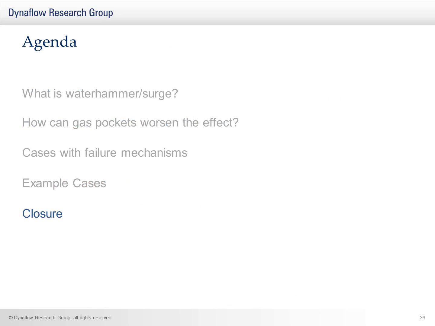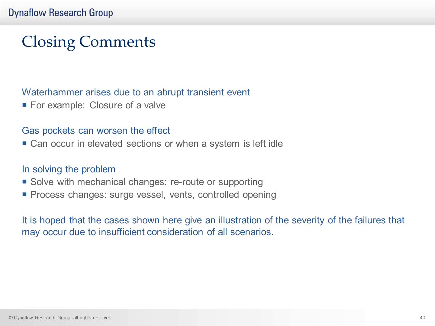So let's just close with a few closing comments. So we said waterhammer arises due to an abrupt transient event, such as the closure of a valve or the tripping of a pump. And gas pockets can worsen that effect. For example, they can occur in elevated sections or when a system is left idle. In solving the problem, we can solve with mechanical changes, such as rerouting or supporting, or also process changes, such as surge vessel, vents, or controlled opening. And in presenting these cases and this presentation, we hope to give you an illustration of the severity of the failures that can occur if these scenarios are not considered sufficiently.